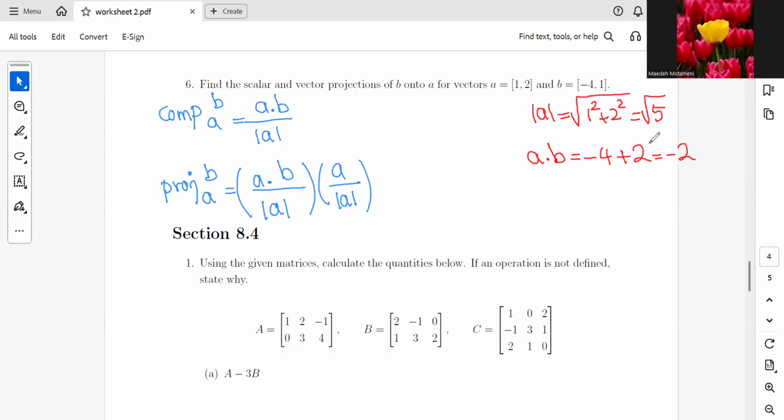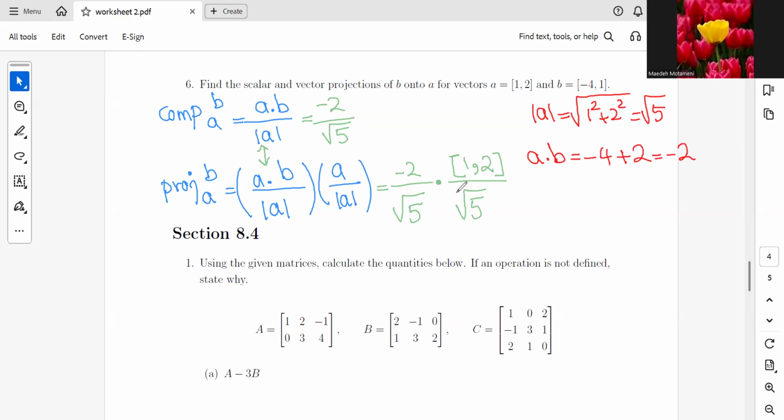We need to put this into the formulas. The first one is a dot b, which is -2 over the square root of 5. This is the scalar projection, or component of b onto a. And for the next one, if you pay attention, these two parts are the same. So the first part is -2 over the square root of 5 times a, which is 1 and 2, over the length of a, which is the square root of 5.